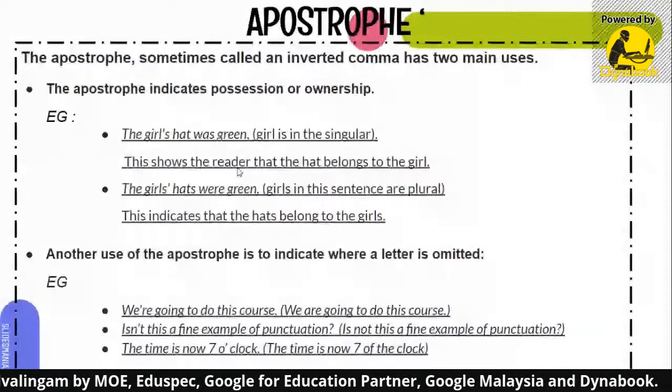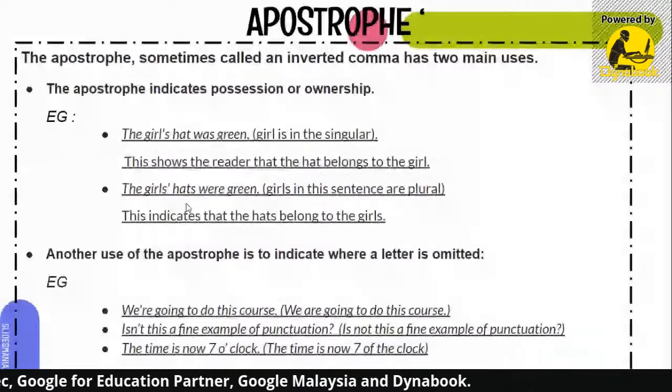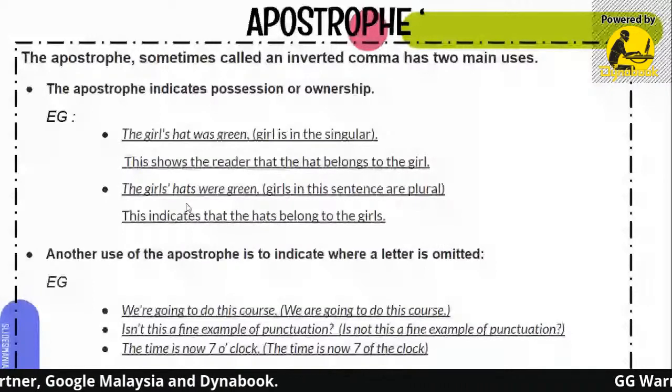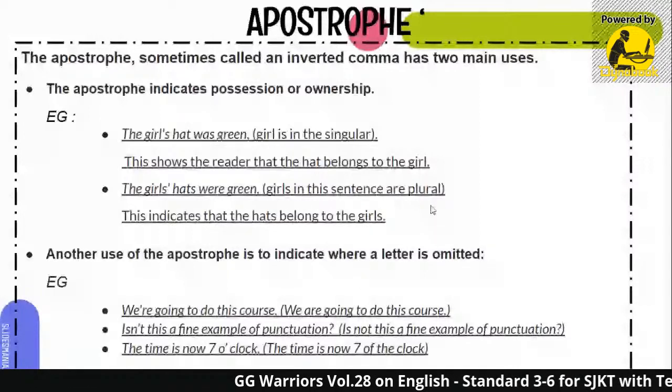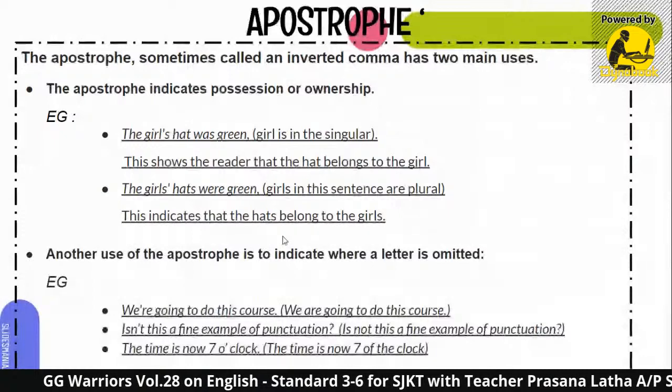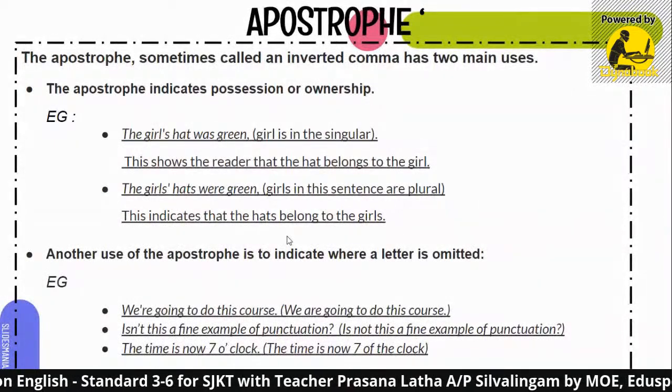The girl's hats were green. So when you see the apostrophe is after this s, it means girls in the sentence are plural. This indicates that the hat belongs to the girls.